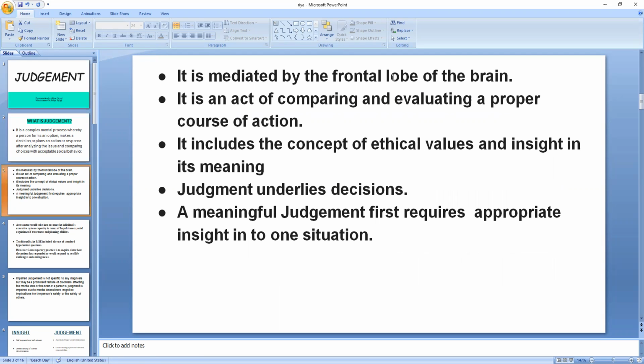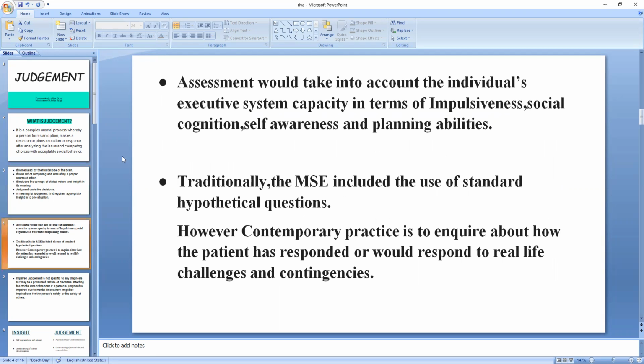It is mediated by the frontal lobe of the brain. It is an act of comparing and evaluating a proper course of action. It includes the concept of ethical values and insight in its meaning. Judgment underlies decision. A meaningful judgment first requires appropriate insight into one's situation. Assessment would take into account the individual's executive system capacity in terms of impulsiveness, social cognition, self-awareness, and planning abilities.